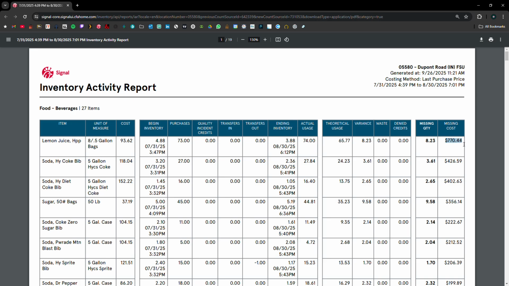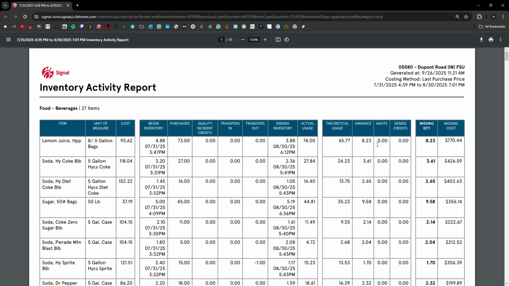So if I'm trying to make a positive improvement to food waste, it is a good idea to start with our greatest dollar amount of food waste. So this one, for instance, we wasted $770 worth of lemon juice, which is quite a lot of money. You could do a lot with 770 bucks.